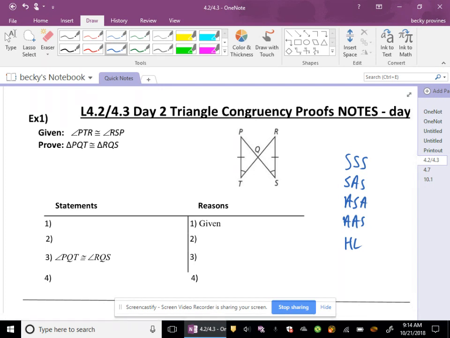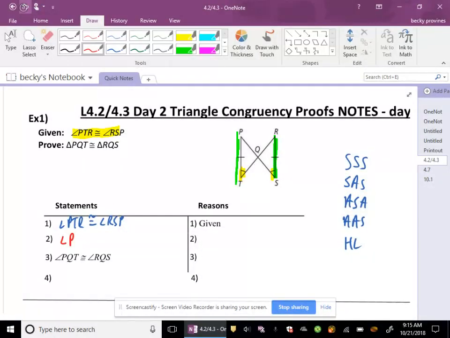Okay, so when you look at the proof, first let's look at the given information. And this information is already in the picture. So I'm just going to go ahead and list this. I know that PTR is congruent to RSP. Now, I'm not really sure why it's not listed as given, but we also know this green side here is congruent to the other green side because it is marked for us. So let's go ahead and list that.